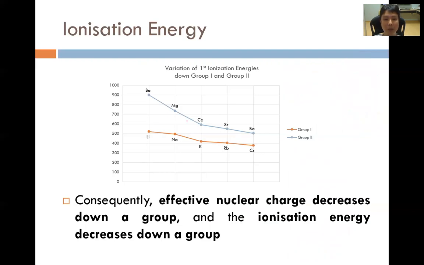And consequently, we can see from this chart or this graph that the ionization energy actually decreases down a group. This is for group 2, and this is for group 1.